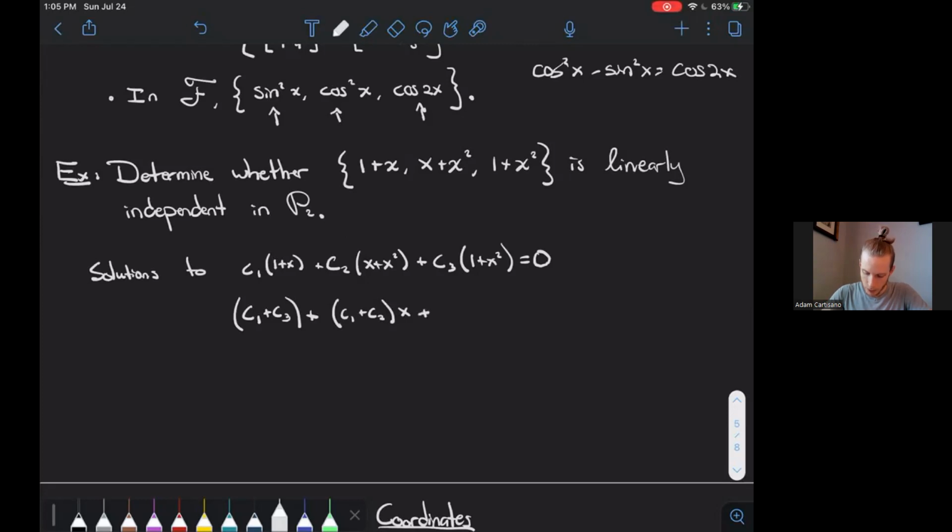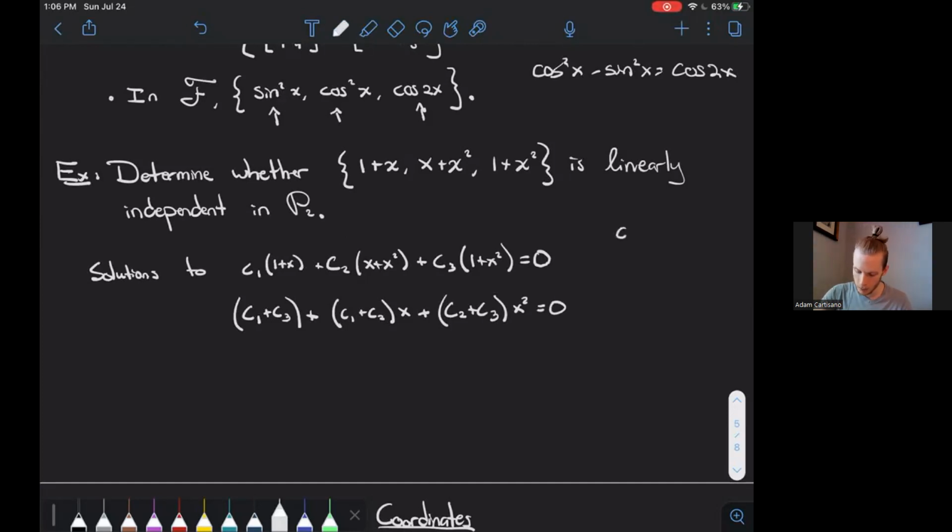Okay, and then the last one we can write as plus C2 plus C3 x squared equals 0. And now, when is a polynomial equal to 0? It is equal to 0 precisely when all of its coefficients are equal to 0. So there is a system of linear equations lurking here.